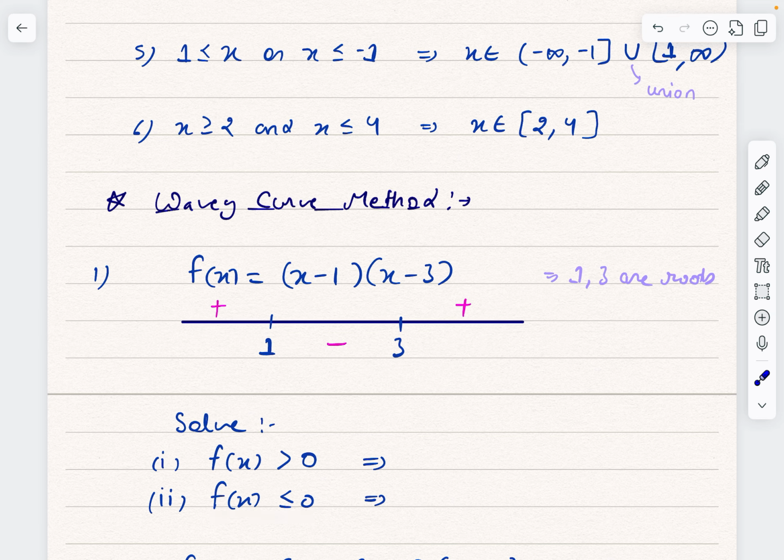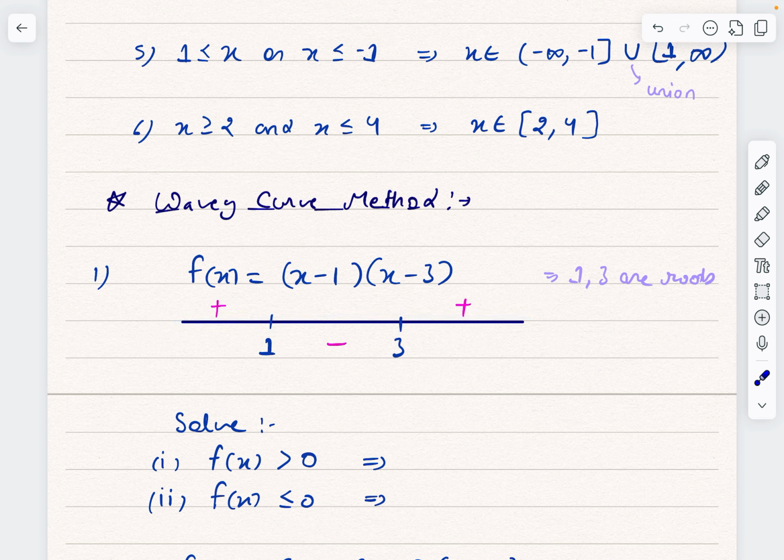See, first of all, you have to find the roots of the equation. Roots basically are the values of x for which this expression would be equal to 0. And by now you have done the quadratic equations, so you know what roots are here. So we can see that this thing will be 0 when x is 1. This thing will be 0 when x is 3. So roots are 1 and 3. Now you will plot the roots on the number line. We discuss number line. So 1, 3.